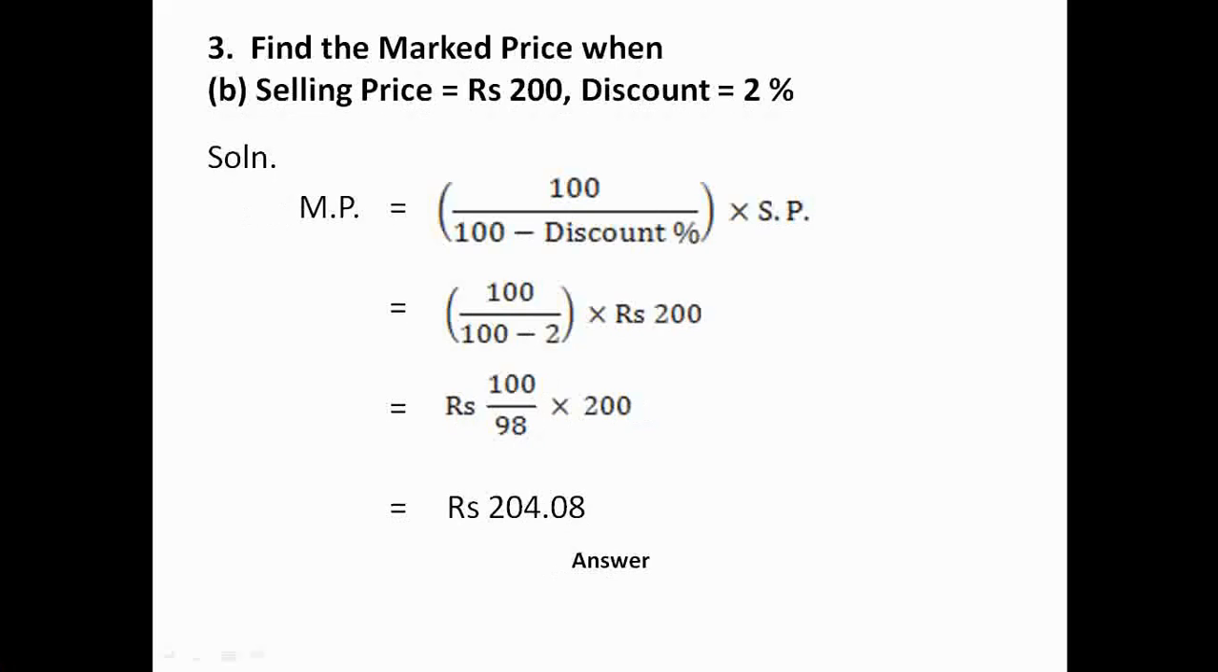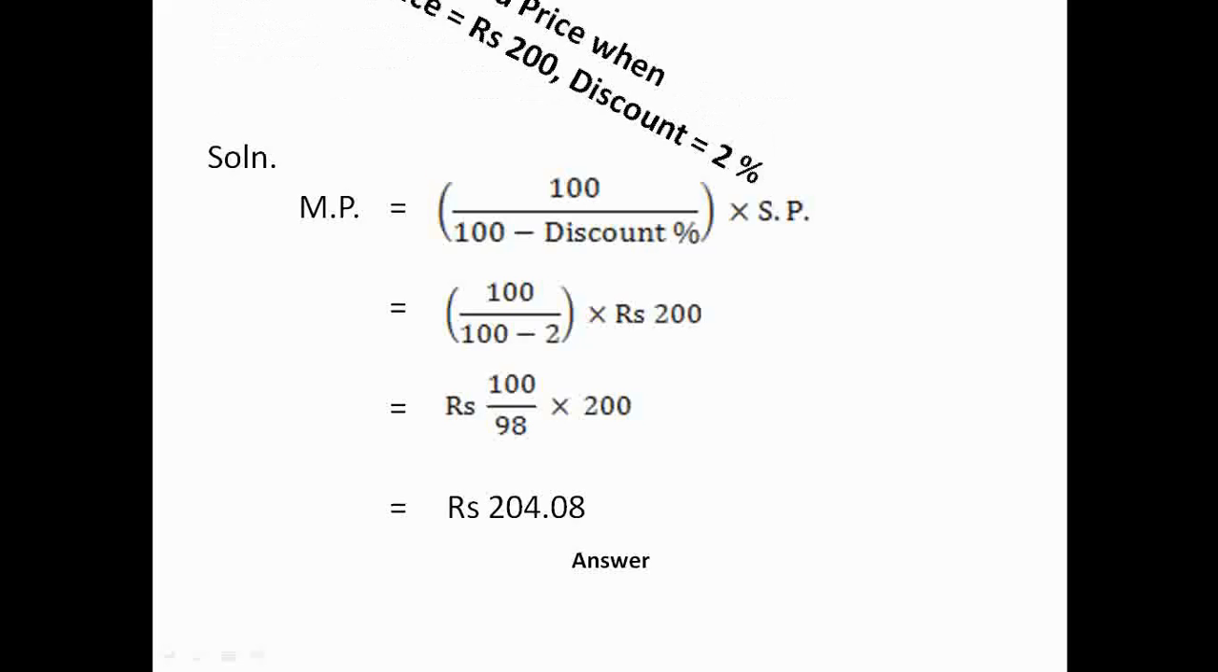Question number 3, part B. Same way I have done this one. Selling price is given, rupees 200. Discount is equal to 2%. So here, same way I have taken the values from the question, the selling price, then I put the discount, and after calculation, I am getting the result 204.08. Why am I showing you the sums in the same pattern? I am showing you so that it will be helpful for you. You can understand, you can do it easily. Next question.